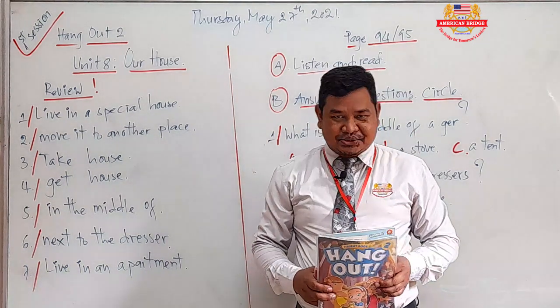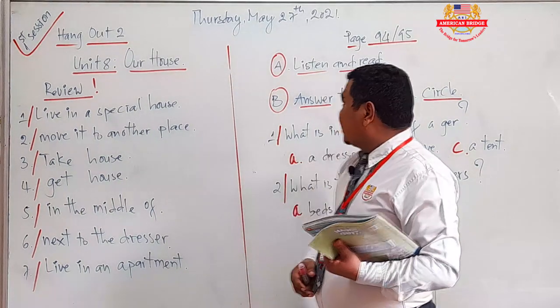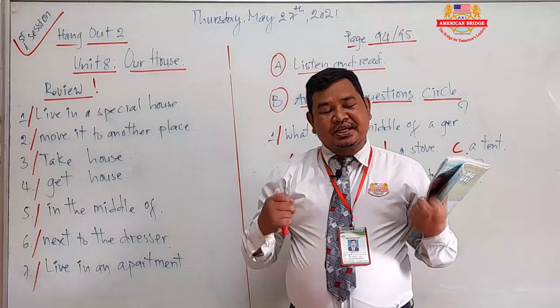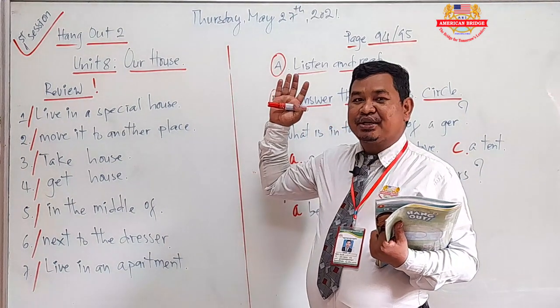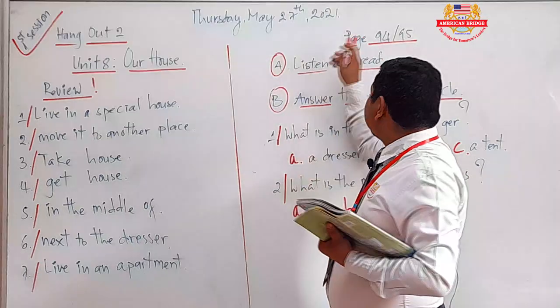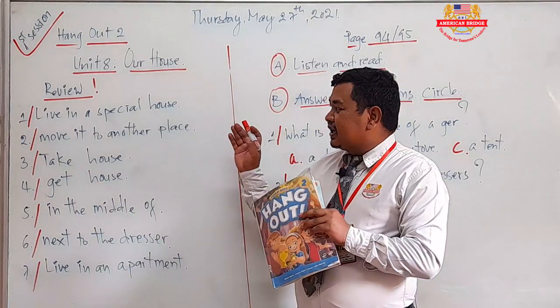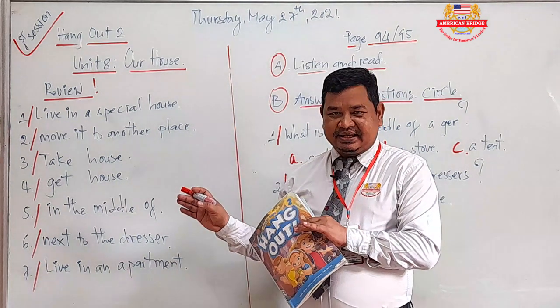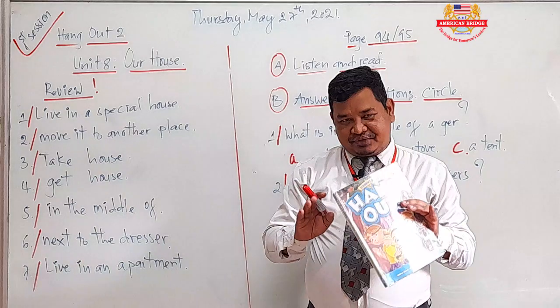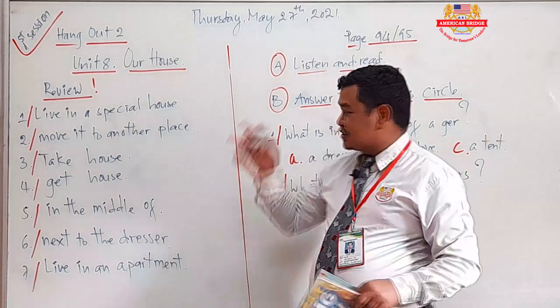8, Our House. This one you have learned so far, and today you are also going to study this unit, but you have to learn two pages. One is page 94 and also 95, where you have already learned some phrases from the previous session. Okay, but now we still continue on this lesson, on this page.